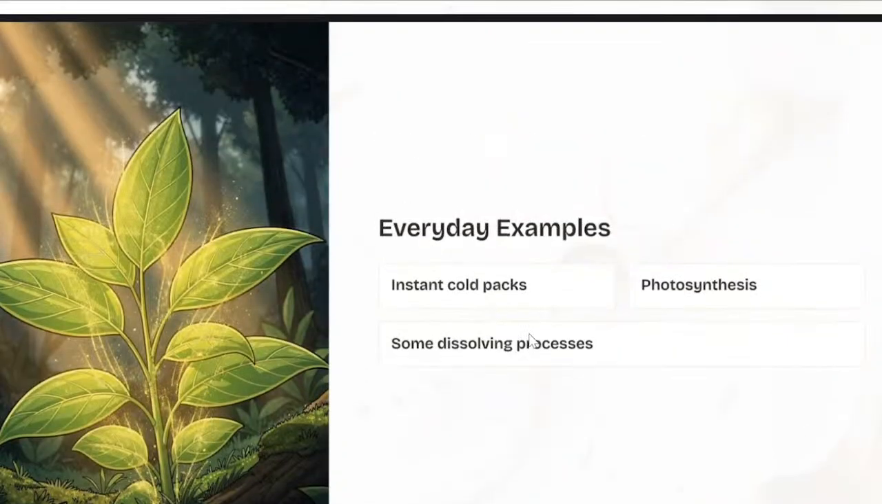Here are some everyday examples. Photosynthesis, like we said, for food. This is important. And cold packs, and whatever processes that you have that dissolve things. When things are dissolving, they are taking energy. So this is endo.